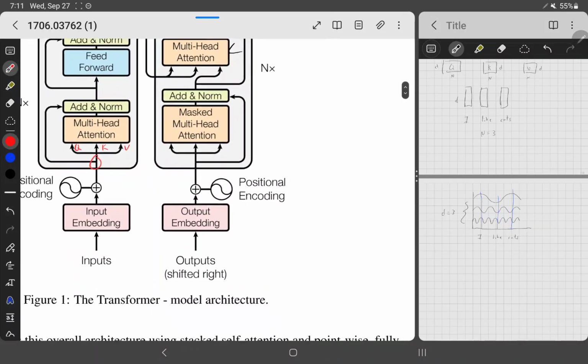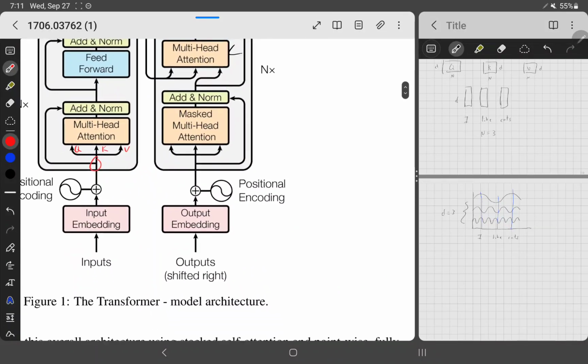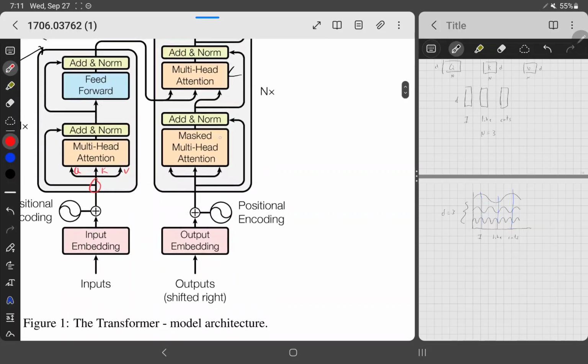Then the output. So the output here would be your me gustan los gatos. You send that through the input embedding. You do the positional encoding. Then you do this masked multi-head attention. So that's your multi-head attention, but with the upper triangle masked, like this.